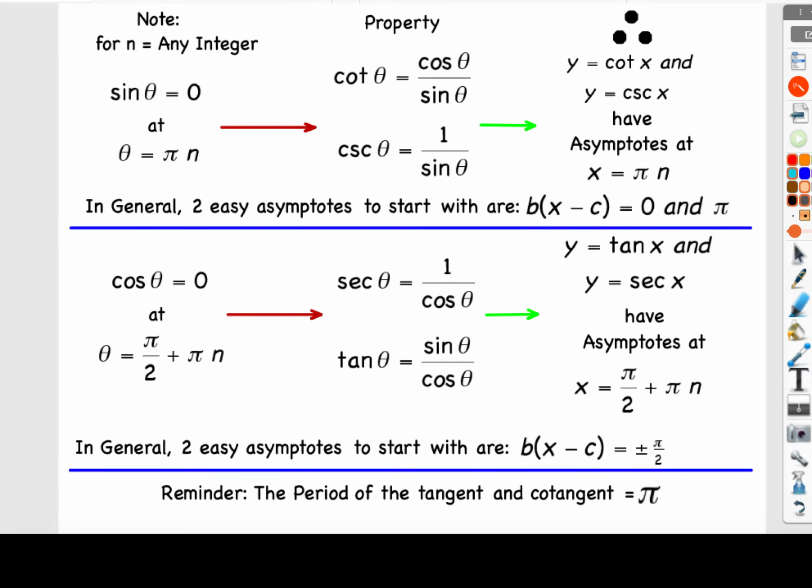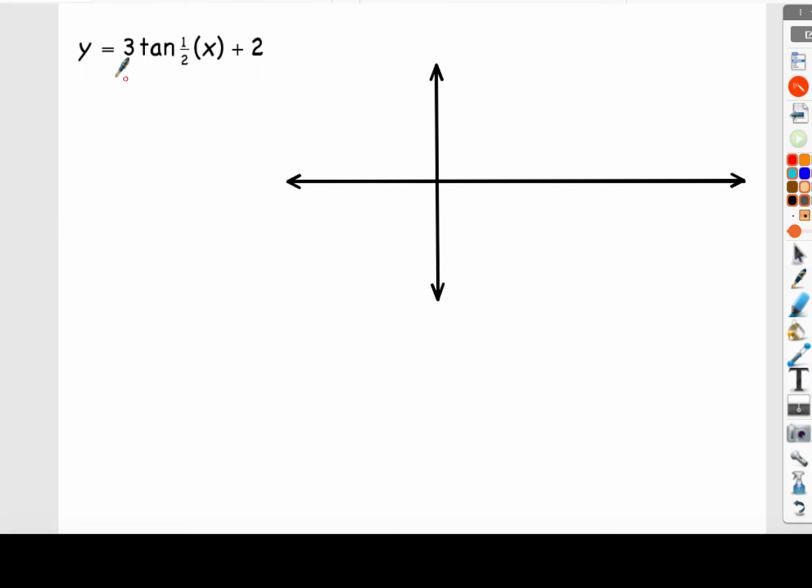So let's take a look. Let's graph one of these. Take a look at what happens to the tangent when a few other things are happening in here. 3 times the tangent of 1/2 x plus 2. Now, the first thing I want to try to figure out, again, it's helpful to have those vertical asymptotes. Again, you could find the period first if you wanted to. In fact, I could go down here and just kind of do that.